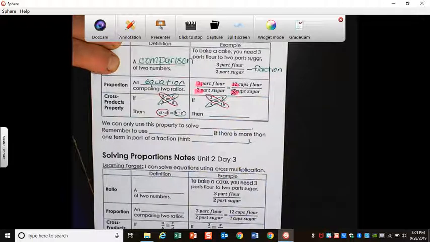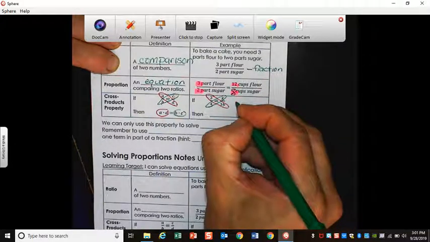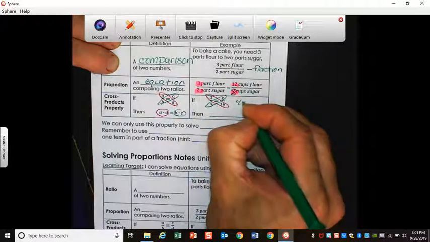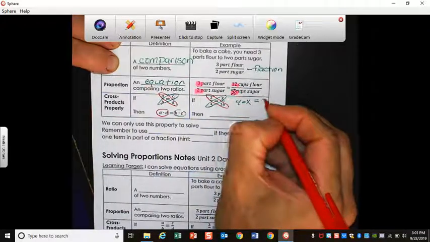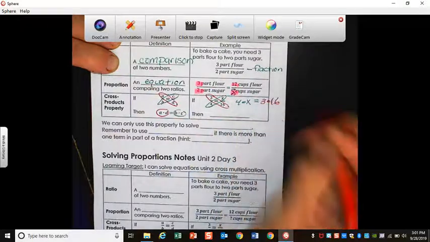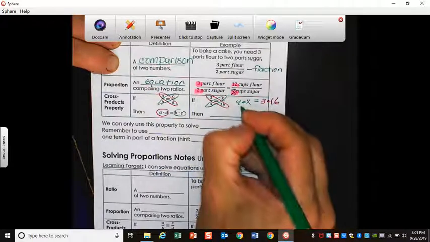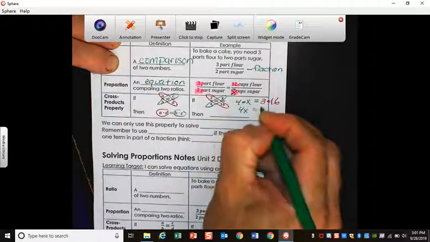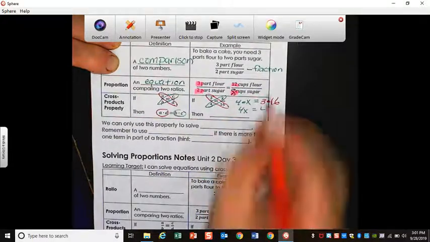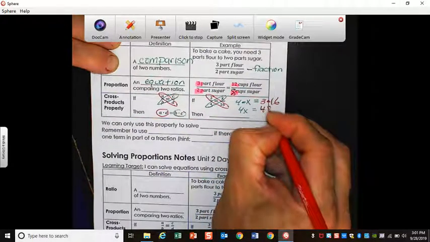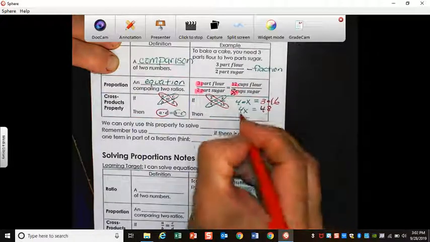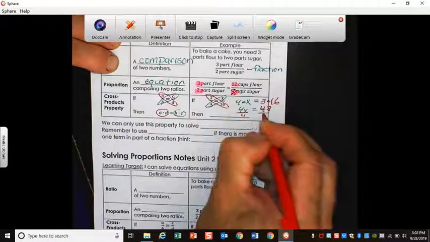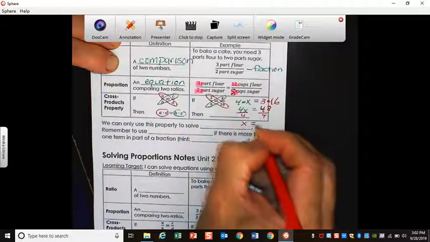So what we have is 4 times x equals 16 times 3, or 3 times 16 if we go in order. Simplifying, we have 4x equals 48. Then we divide both sides by 4, and we get x equals 12.